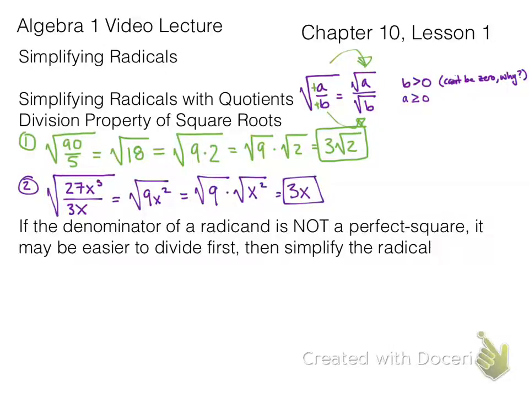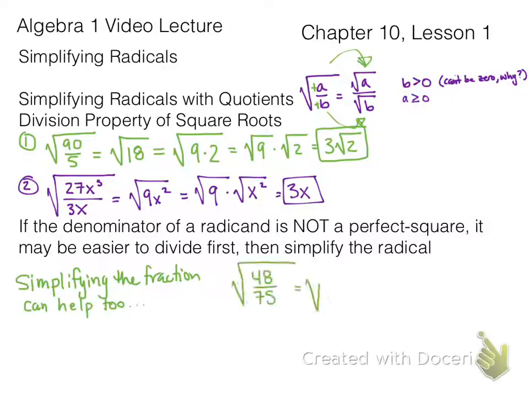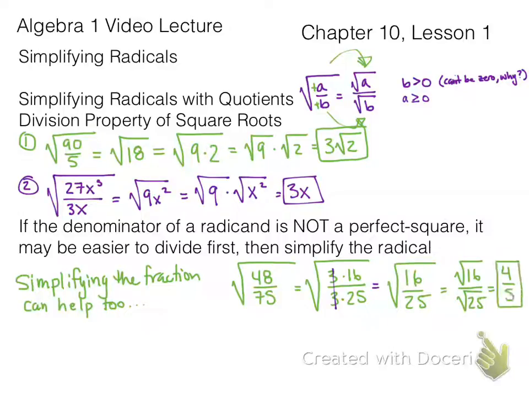Dividing it out, sometimes it divides out that easily, all right? And now sometimes you might need to simplify the fraction instead of dividing it out. Well, if I have the square root of 48 over 75, I can pull a 3 out of both 48 and 75, which gives me the square root of 16 over 25. Both of those are perfect squares, which leaves me with 4/5. So sometimes it's that easy. You just got to take a look at it and see which works.